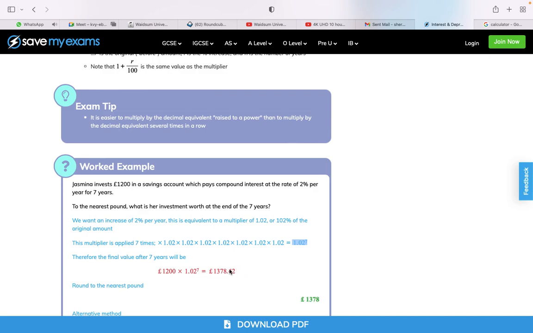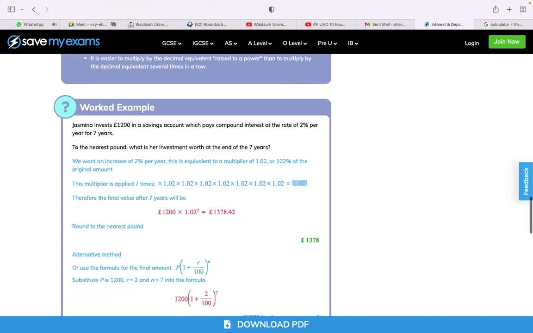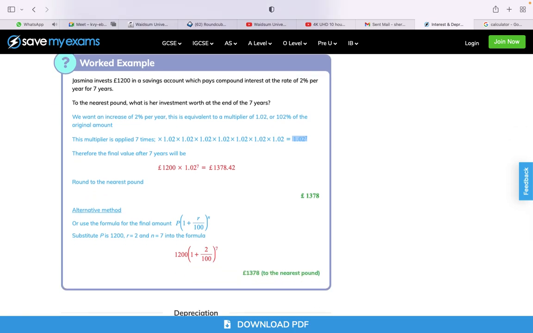Remember, this is not the compound interest. This is the amount. This is always an amount. So if you want the compound interest, you say this amount minus the principal, minus 1,200. You get 178.42 as your interest. Are you with me? Now look at the explanation.